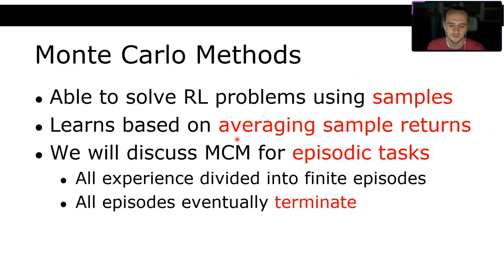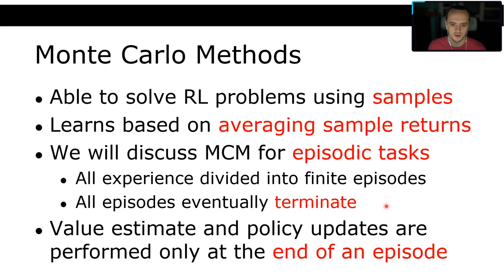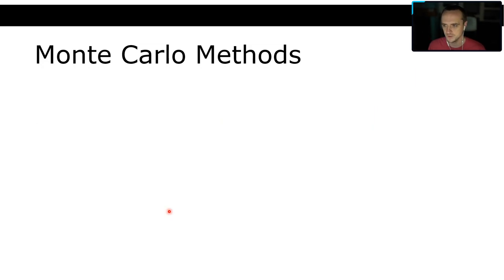So we will discuss Monte Carlo methods for episodic tasks, not for continuing tasks. For episodic tasks, all experience is divided into finite episodes, and all episodes eventually terminate. The value estimate and policy updates are performed only at the end of an episode, and that's very important. We're going to play out an entire episode, and then based on what happened in the episode, we're going to go back and check out what didn't work and what did work.